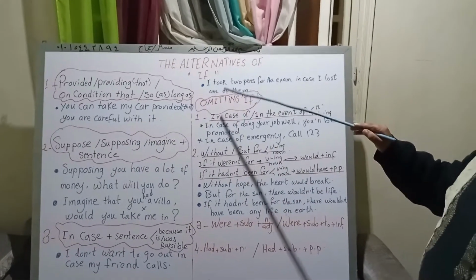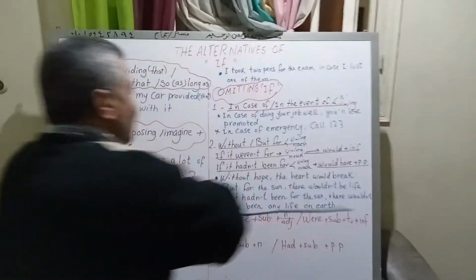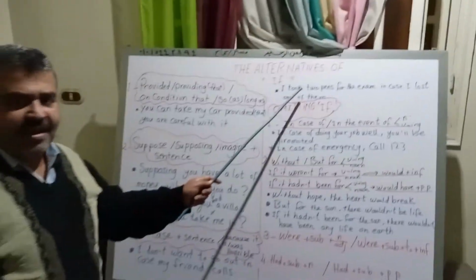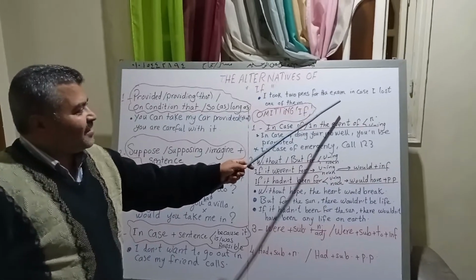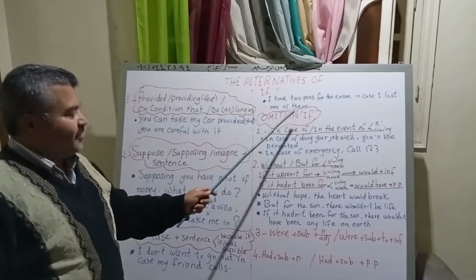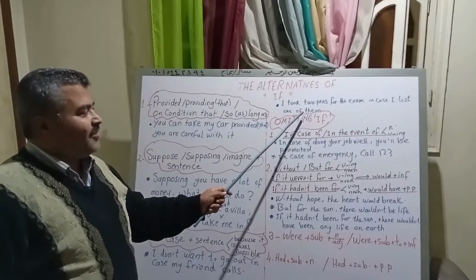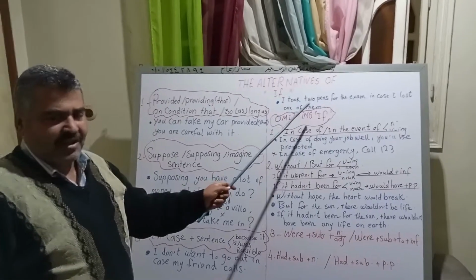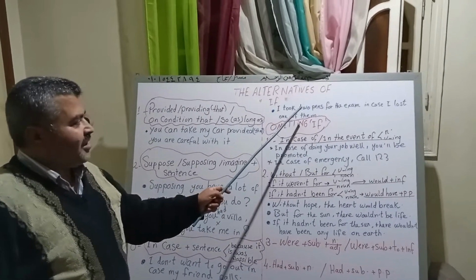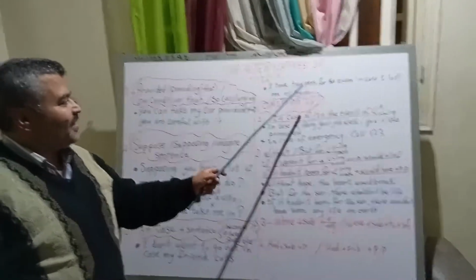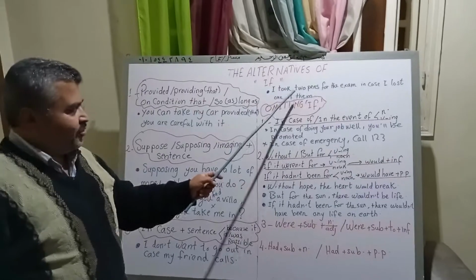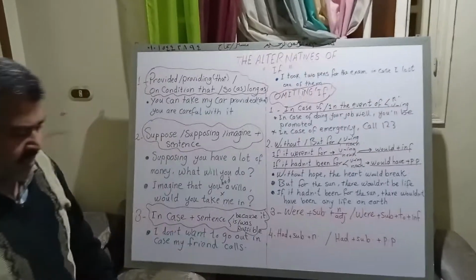Look at this sentence. I took 2 pens for the exam in case I lost one of them. I might lose one of the pens, so I took 2 pens instead of 1 pen. It was possible that I might lose one of the pens, so I took 2 pens.